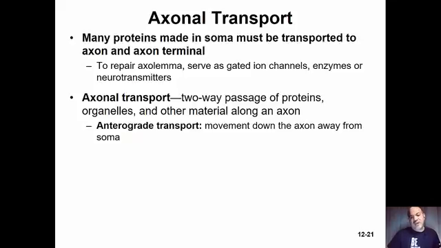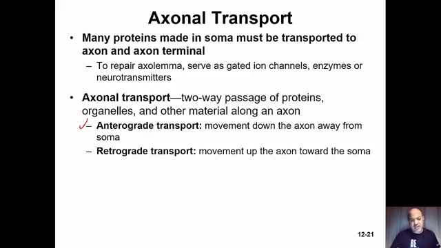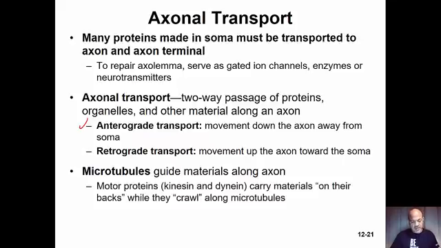Axonal transport is a two-way passage of proteins, organelles, and other materials along the axon. There's going to be two kinds. There's anterograde transport, which means to move down the axon away from the soma. And then there's retrograde, which means back, which means to move back up the axon towards the soma. There's a network of protein fibers, or microtubules, that are going to guide the materials along the axon. And there are special motor proteins called kinesin and dynein, that carry molecules on their back. So they kind of crawl along these microtubules, of course using energy to do so.